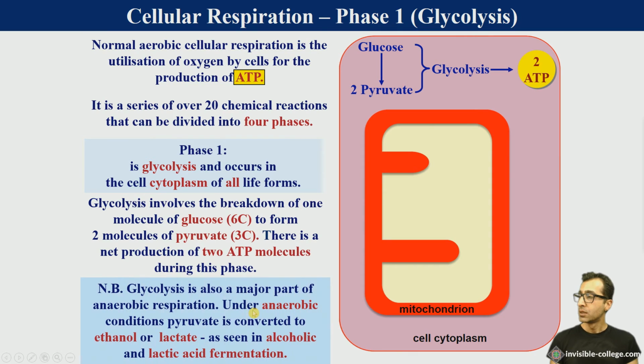Now glycolysis also plays a major role in anaerobic respiration, because under anaerobic conditions pyruvate can be converted into either ethanol in plants and fungi or lactate in animals. We mentioned this in alcoholic and lactic acid fermentation.